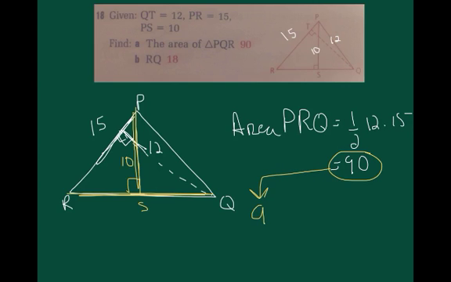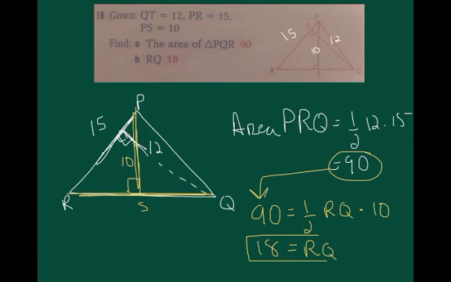This time I know the area, so that's 90, and that equals 1/2 the base, which I don't know, that's RQ, times the height, which they tell me in the givens is 10. So when I work all this out, I get that RQ equals 18. It's a really important problem to recognize that we can use area to find parts of the triangle or the different figures we're going to work with.